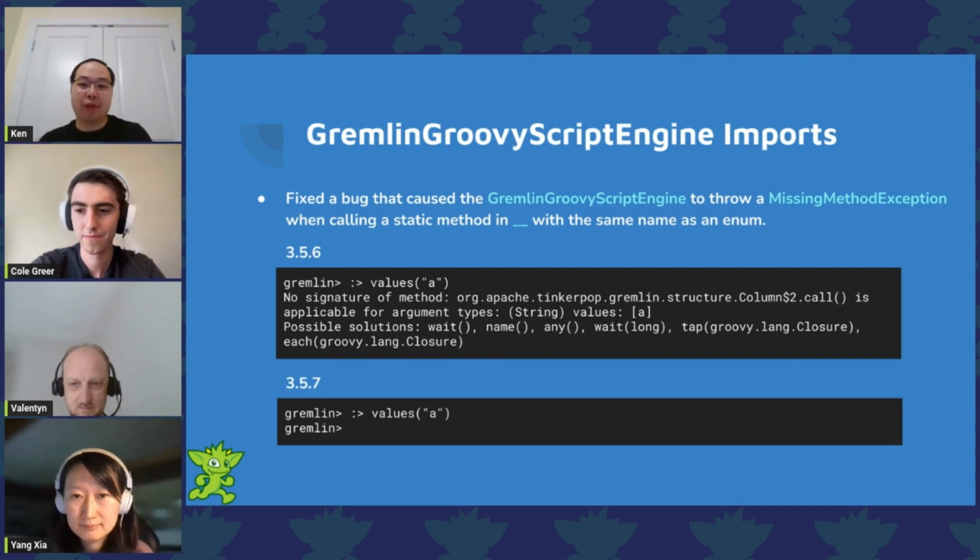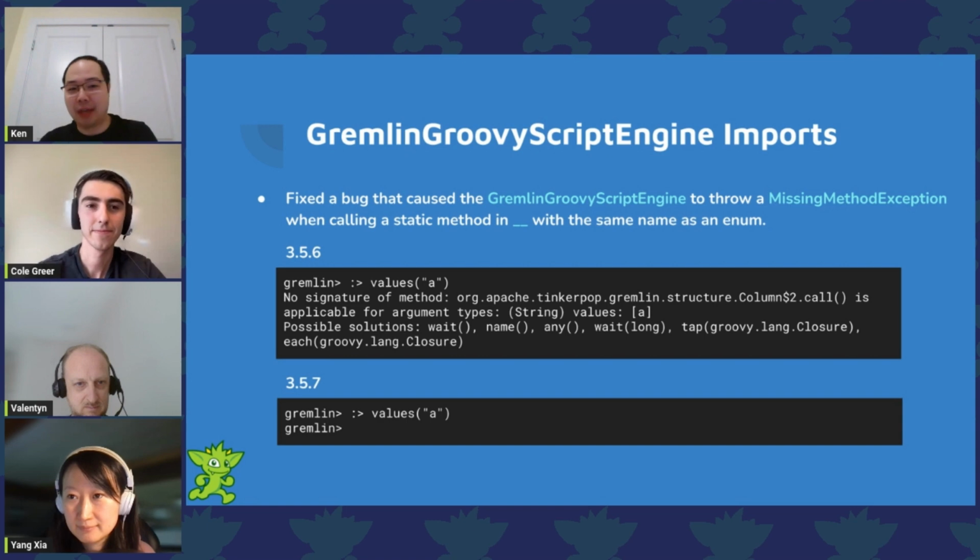Well, the default for the Gremlin server, if you send a script based traversal over, is to use the Gremlin Groovy script engine. And that's why you can see in that 356 example, it was a remote query to a server that returned that error.